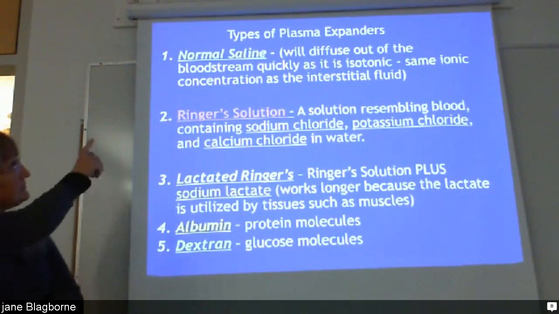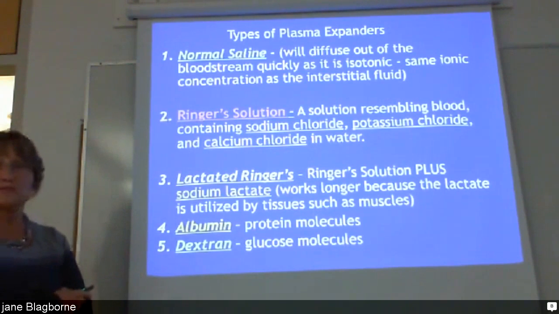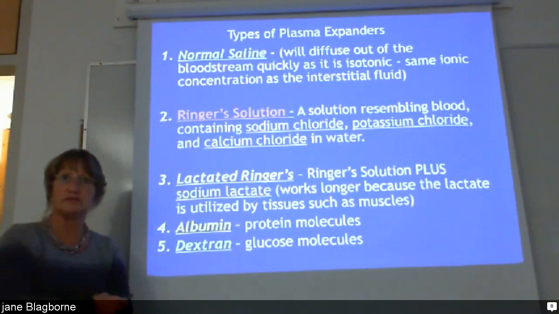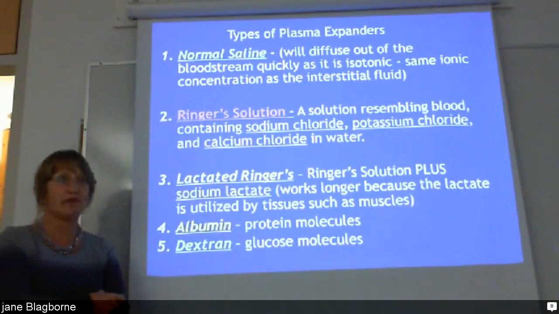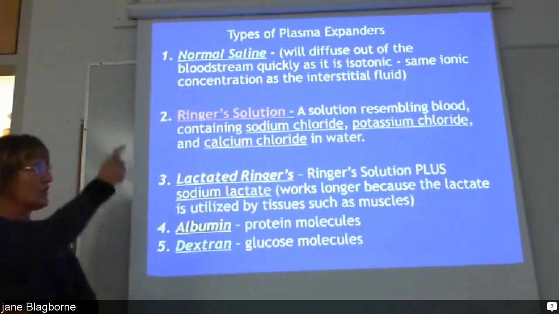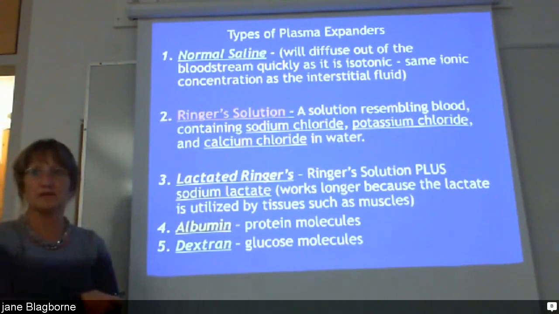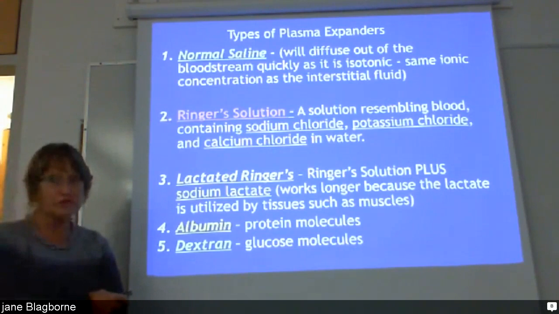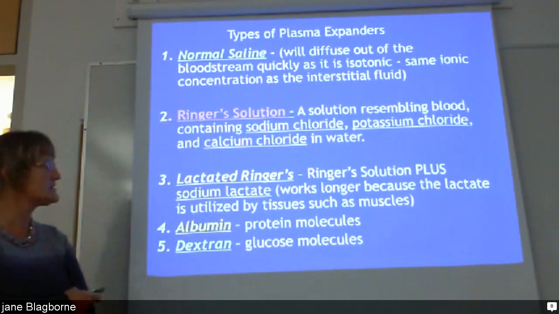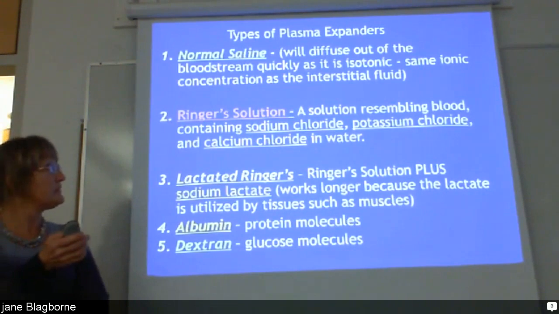Normal saline is used, and that's your first line. When people come in, we usually start on normal saline right away. And then we start working on the other ones after that, depending on what their blood pressure is, how much blood they have lost. But that's just a list of the different ones that we use.